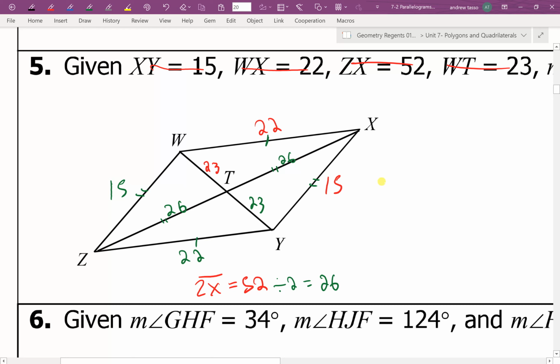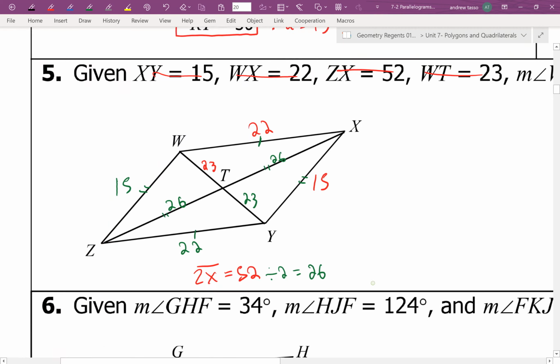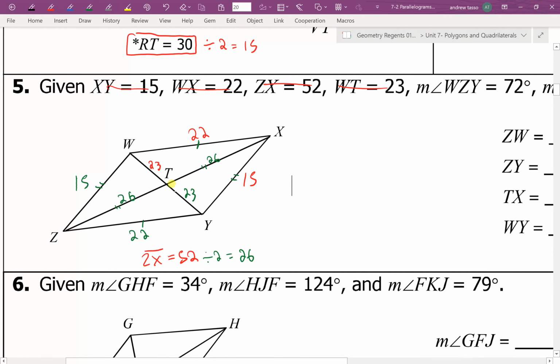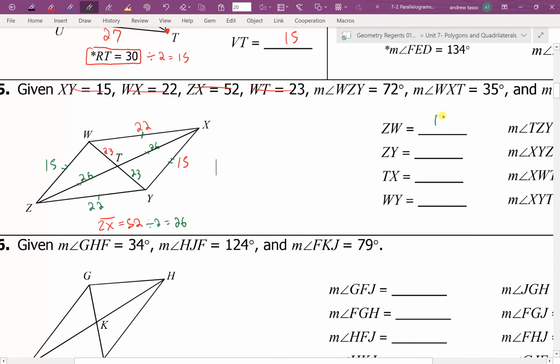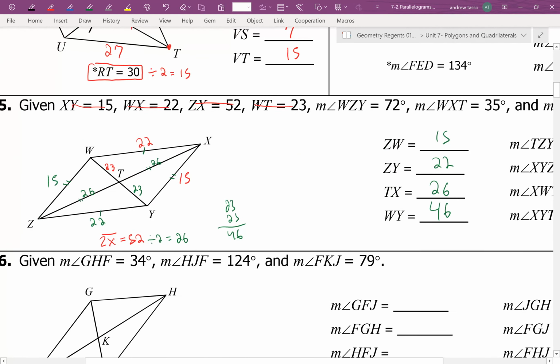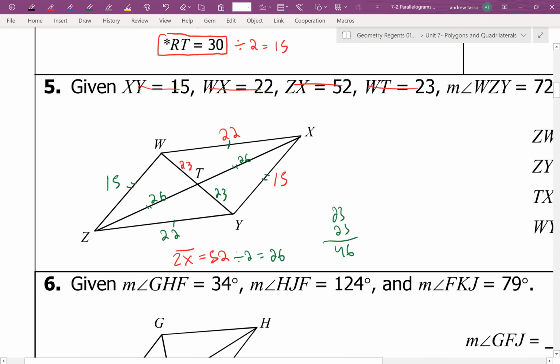so each one has to be half of 52. Okay, so we figured out all of the different sides, and we could begin to fill those in. So ZW is 15, ZY is 22, TX is 26, WY is 46, right? Altogether, if I do 23 plus 23, that's 46, okay? And now they're asking about angles. So now we have to begin looking at the angles.